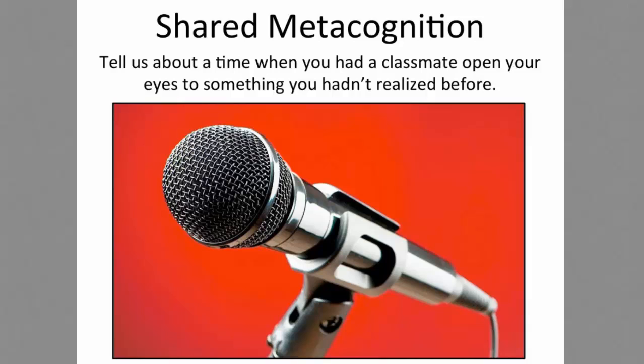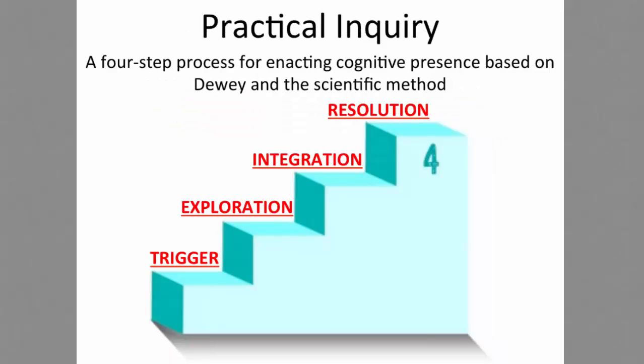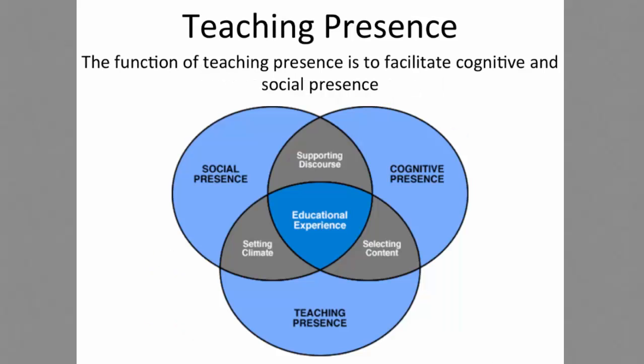Okay, great. So those are some really good examples of shared metacognition. Cognitive presence also has a 4-step process that's actually based on the scientific method. There's the trigger phase where our eyes are opened up to a problem or an issue. Exploration is where we investigate the information related to that initial problem. And then we have integration, where we figure out a way to explore or synthesize or solve that initial problem. And resolution is where we assess our potential solution or synthesis.